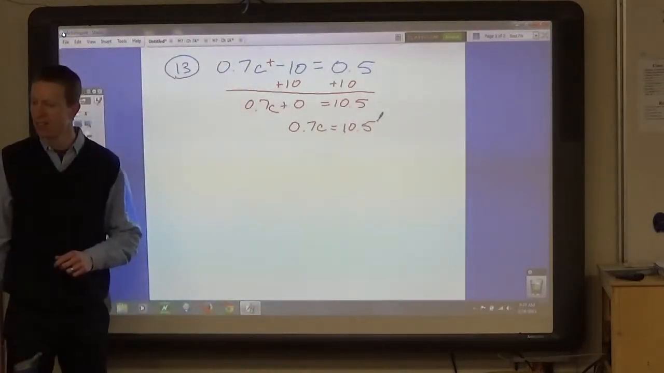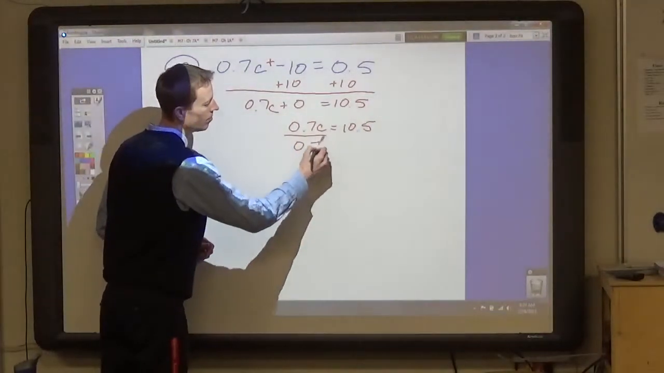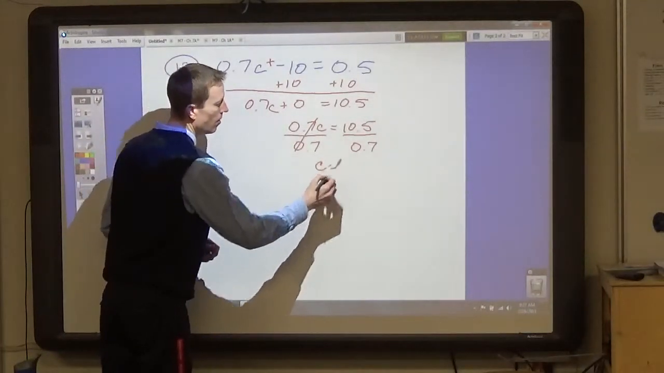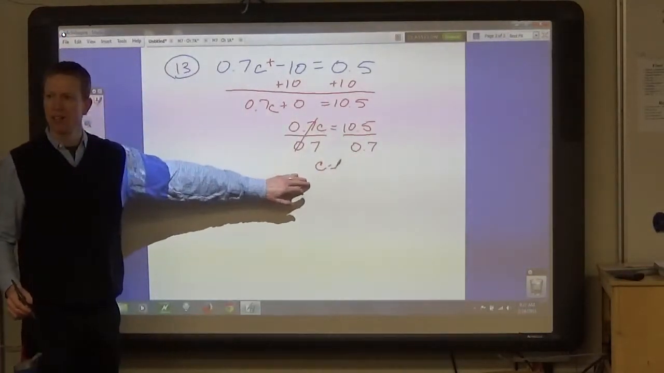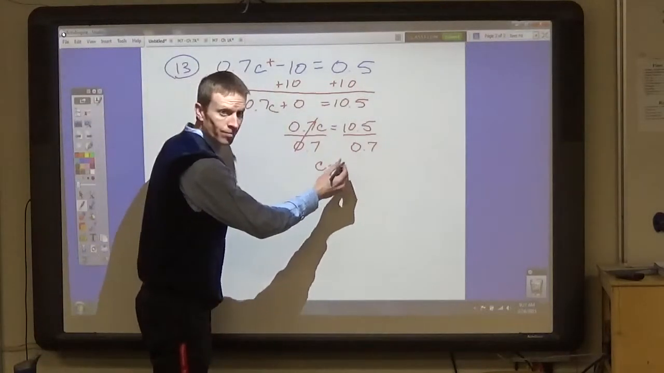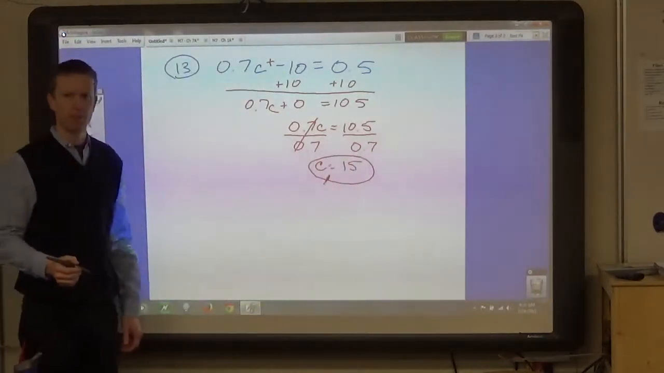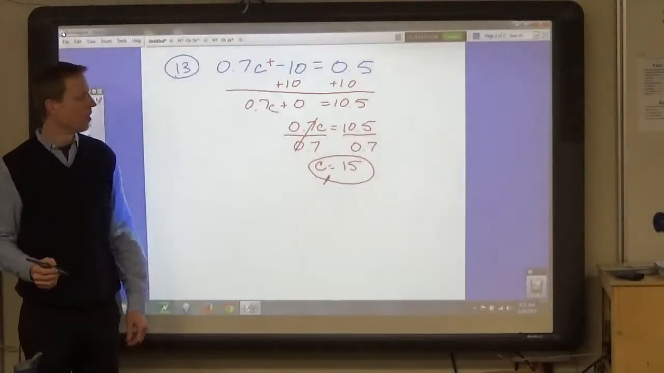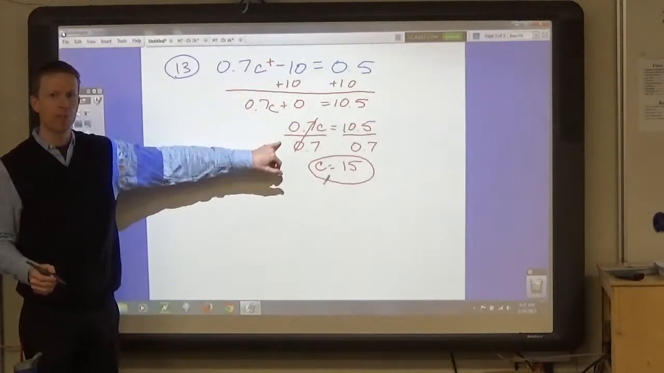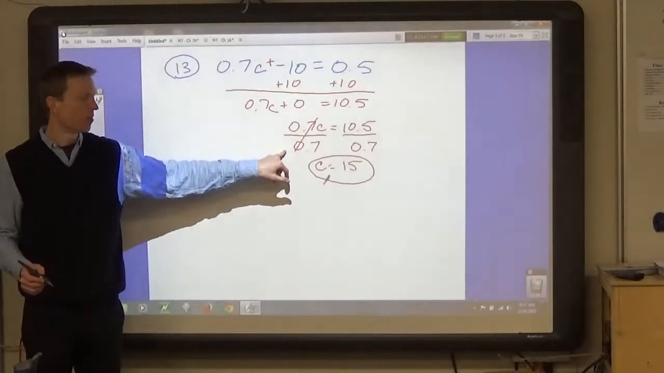Then what? Cross these off. Then this is where you can use your calculator. 10.5 divided by 0.7, that is 15. Yep, c equals 15. Make sure you cross off the reciprocals tomorrow. That'll be a half a point when you're showing your work, is to cross off the reciprocals.